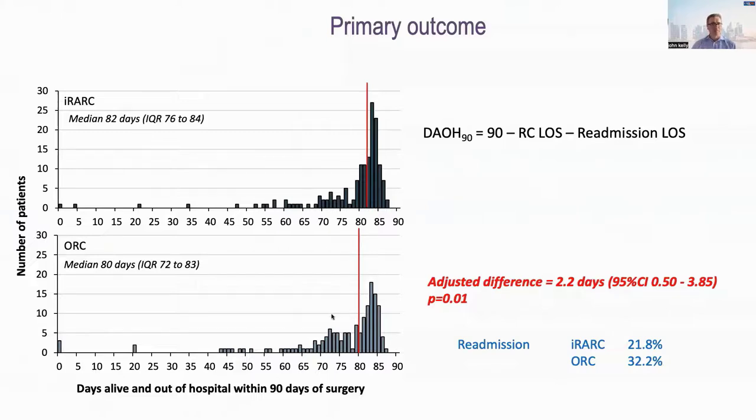We also found that readmission rates following robotic radical cystectomy were 21%, and this compared to the higher readmission for patients receiving open radical cystectomy.